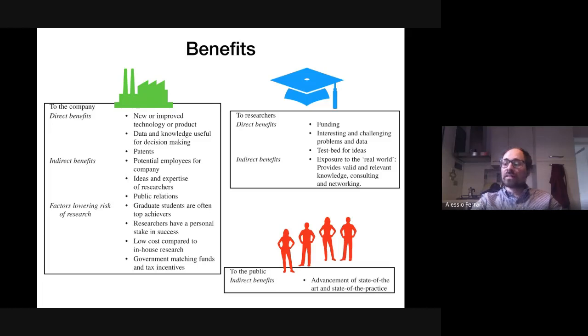So this exposure, I think, is the biggest benefit for researchers, an exposure to reality that otherwise a researcher does not have, and risks focusing their research on toy problems. This is the biggest risk, and of course it's preferable not to. And to the public, there is an indirect benefit of advancing the state of the art and the state of the practice. Of course, if you report the study and if you are able to disseminate the study in a proper way.